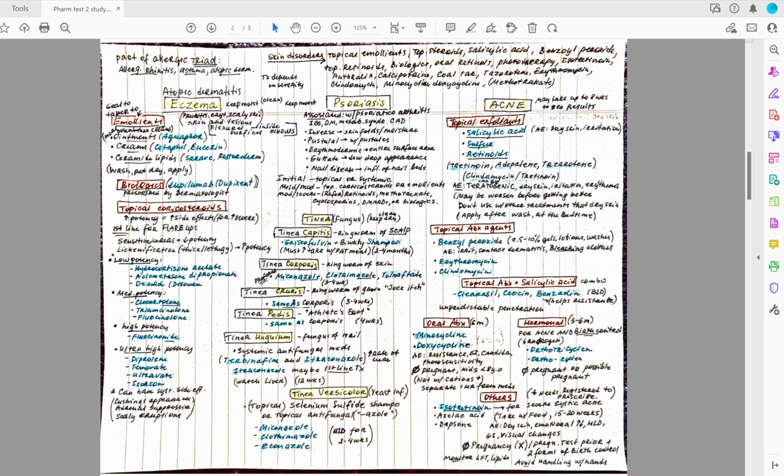Topical antibiotic agents such as benzoyl peroxide can be gels, lotions, or washes. Another one is erythromycin and clindamycin. I'm thinking about clindamycin is like you clean, clean your acne. Erythromycin, I'm thinking about your acne, you're kind of red all over, so that's how I remember.